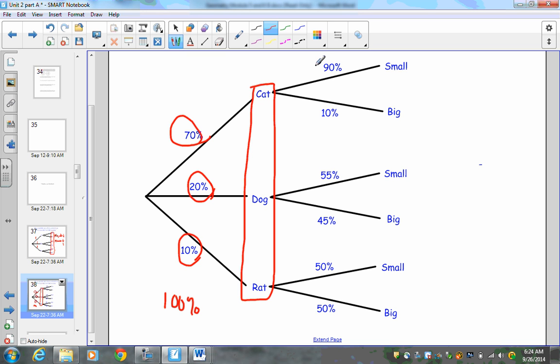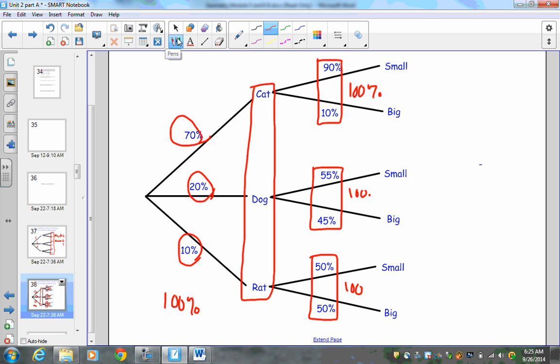So with the cat, when I branch out to the small and big cat options, those also would equal 100%. Okay? And this is going to be true for every single expansion. This is 100%. And this right here is 100%. Okay? And that's how easy it is.